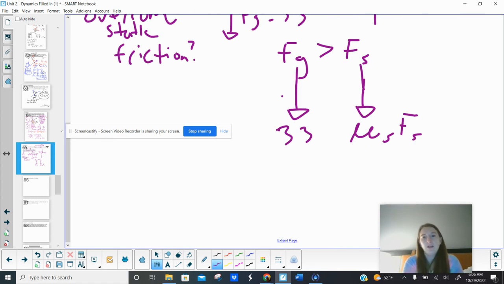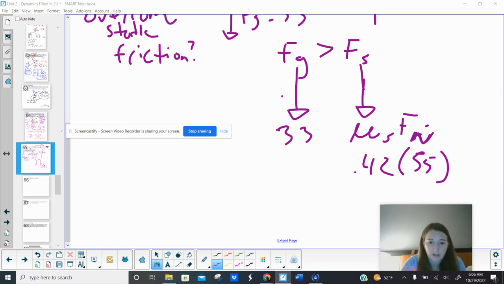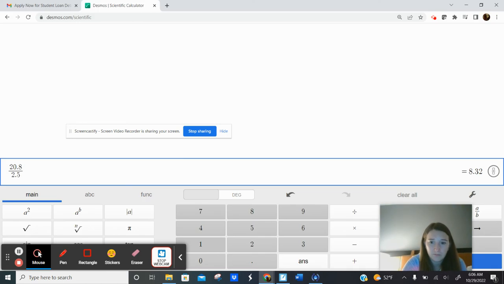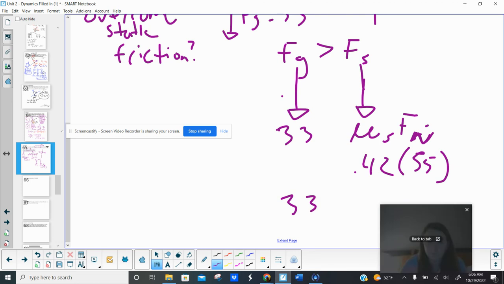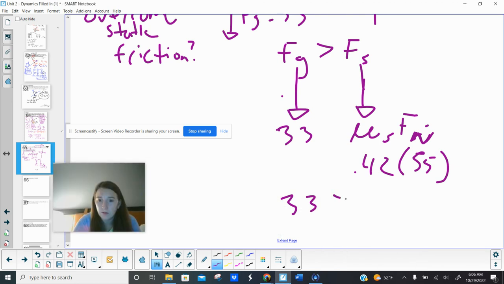So go ahead, plug in over here. Sorry, that's the normal force. See if it's bigger than 33. Well, I got 0.42. My normal force, we determined that was going to be equal to what I pressed with, so 55. Let's go to the calculator real quickly here. 23.1, let's see. So is this a true statement? Is 33 greater than 23.1?